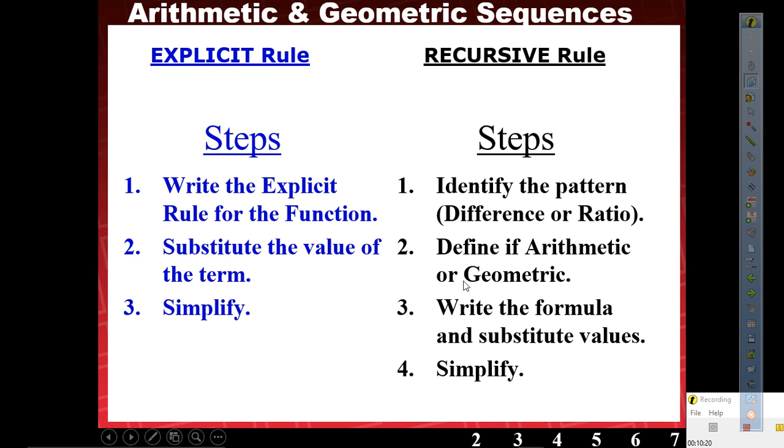So, by looking at these two sets of steps, which one will you presume to be easier than the other? Which one would be the easiest? Explicit, yes, because it requires less work. Is that correct? So then, I'm going to first show you how to do the explicit rule. From there, I'm going to show you how to do the recursive. We'll copy this for right now.